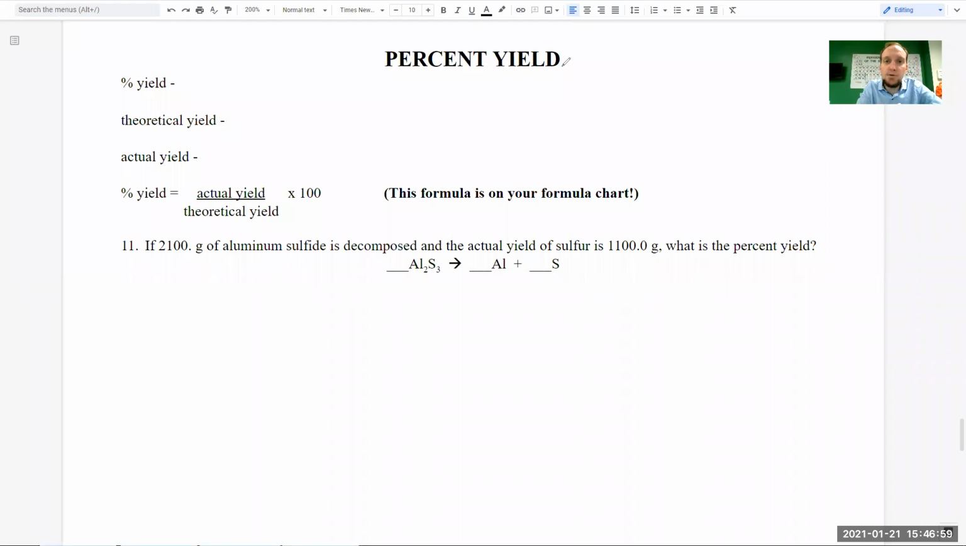Percent yield is a remarkably simple calculation to do, but before we do that, we need to make sure we understand what percent yield is and why we even bother calculating it. So percent yield is basically a comparison.